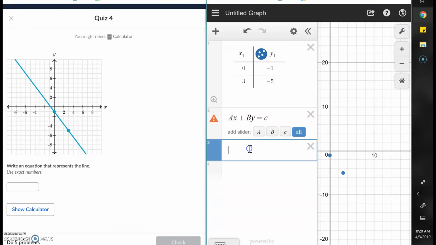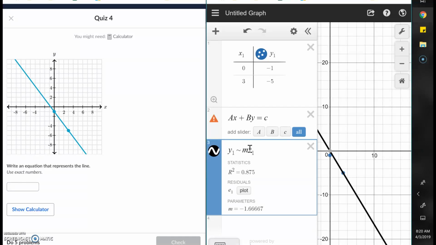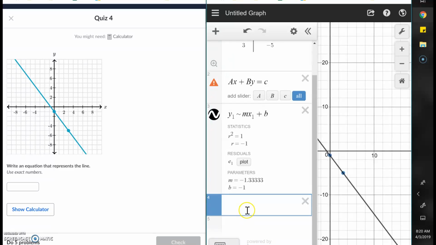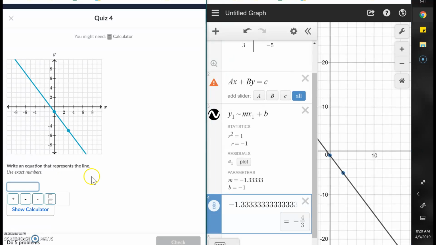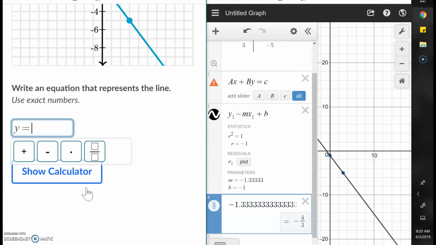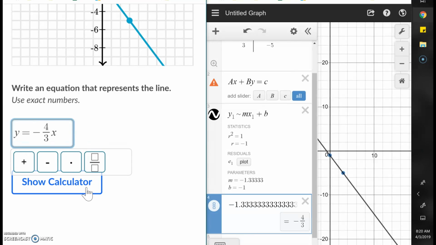And then we need to sync this table up to y1 = mx1 + b. And we got a slope that's got a crazy decimal. So let's go ahead and type that in and convert that. Hold that 3 button down till the fraction button goes away, then comes back. -4/3. So let's start this with y equals the slope, which is -4/3 x, and the b value is -1.